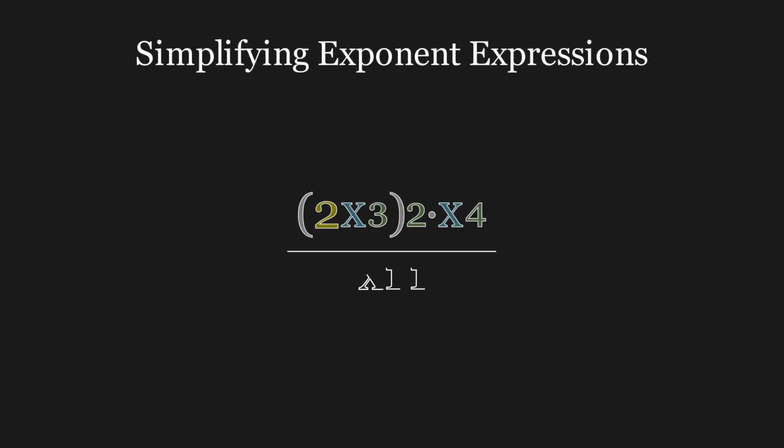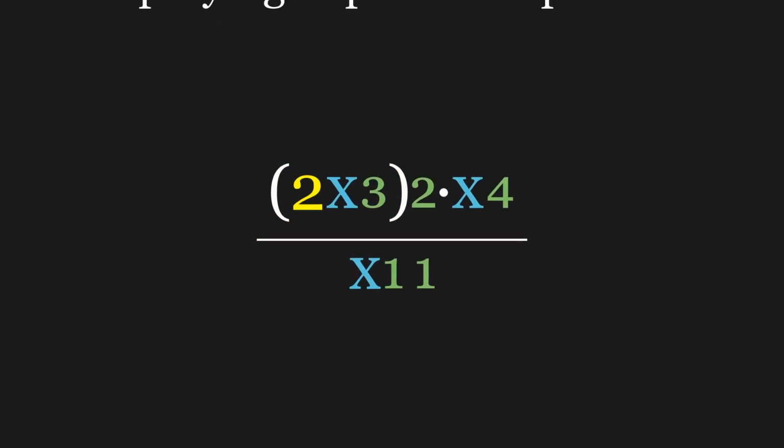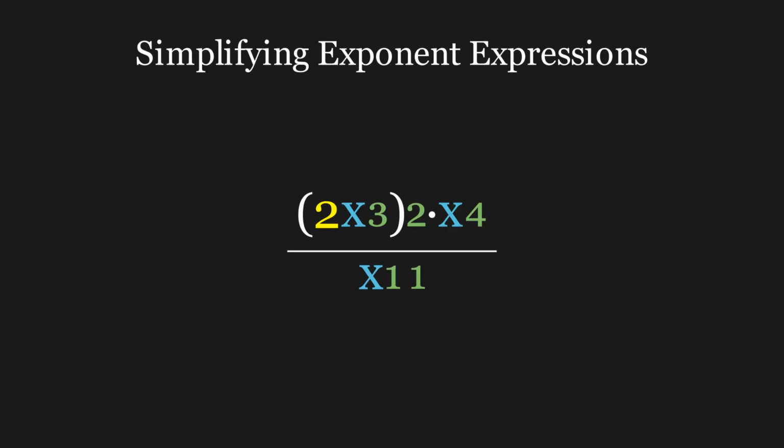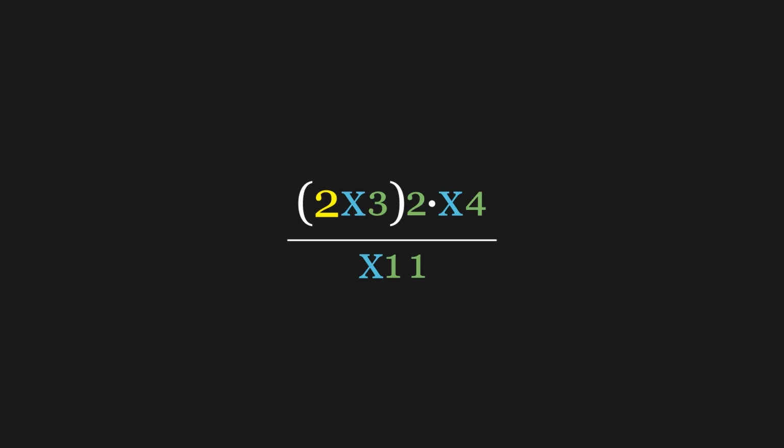Ever look at something like 2x cubed, all squared, times x to the fourth, divided by x to the 11th, and feel your brain just stall out? By the end of this video, you'll simplify that entire expression in under a minute using only 4 exponent rules.